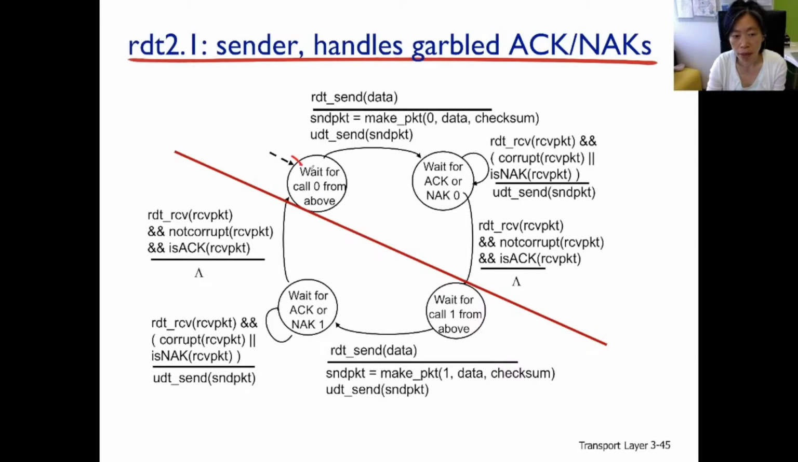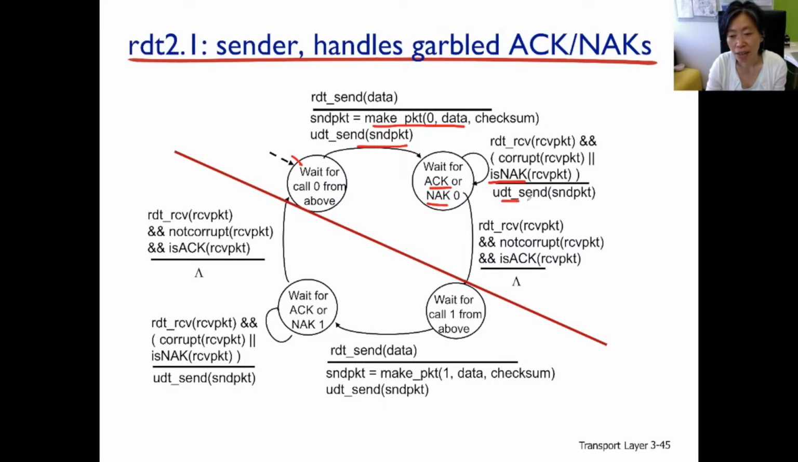This is the initial state. We wait for a call from above. And if there is one, then we generate packet 0, and then we enter the wait for ACK state. Now, in case a NAK comes in, we do have this NAK check, isn't it? Okay.